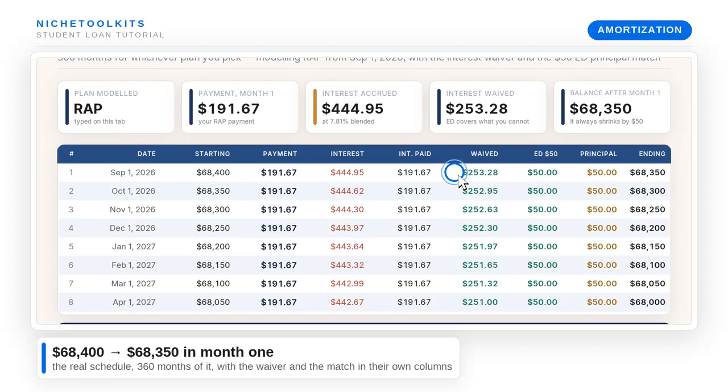Month 1, balance $68,400, interest $444.95, payment $191.67, $253.28 waived, $50 matched. Ending balance $68,350. A payment that doesn't cover the interest still shrank the balance.